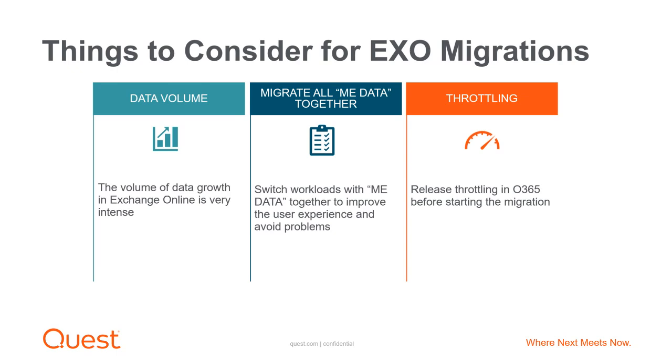I also recommend analyzing which users are working together on the same shared and group mailboxes so that you also can move them together. And finally, with all the migration activity in Office 365, Exchange Online is the only workload where you can release throttling for up to 90 days. So always request this before you start the migration to ensure that you can migrate as fast as possible.